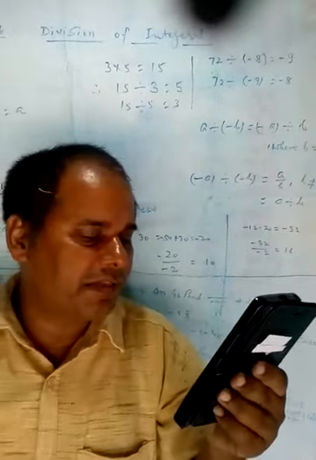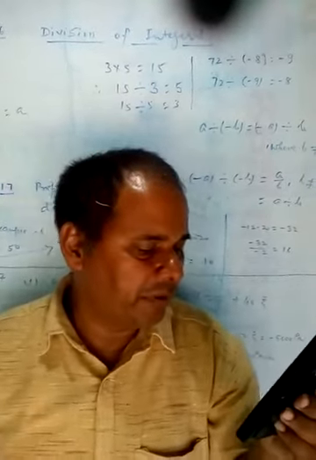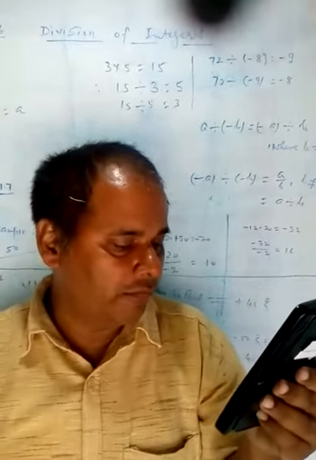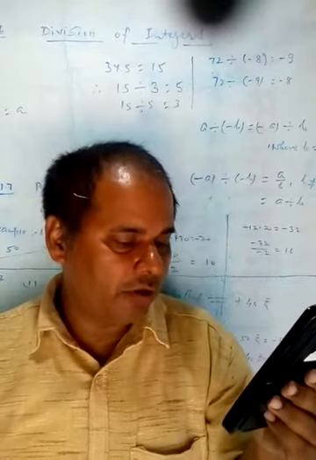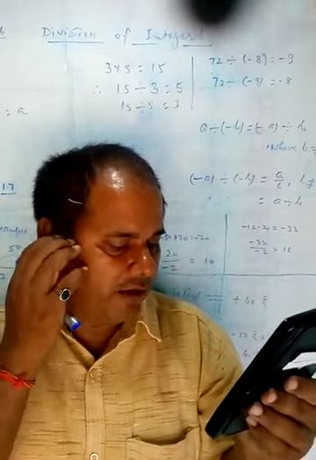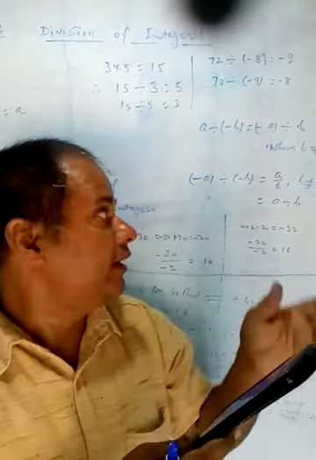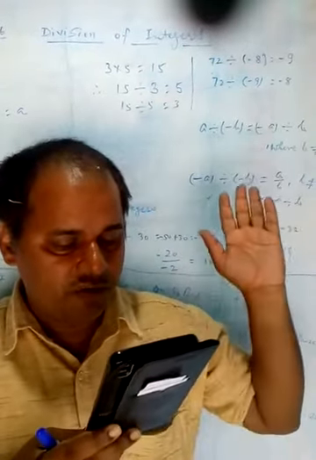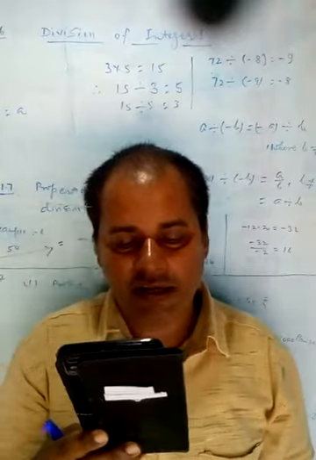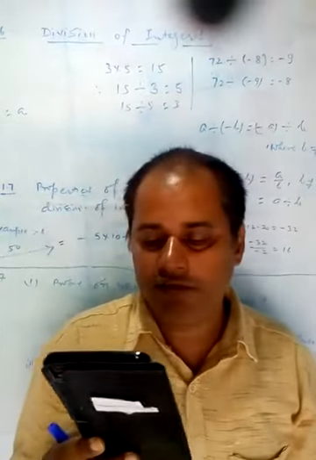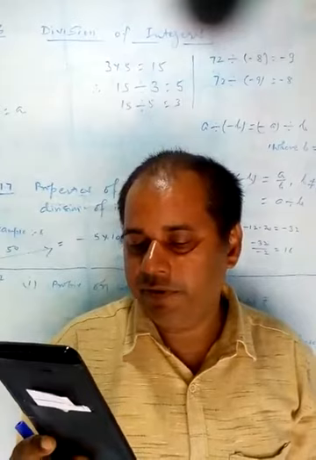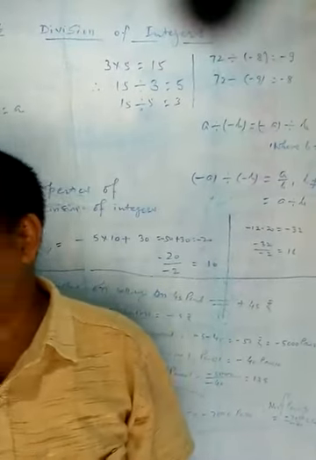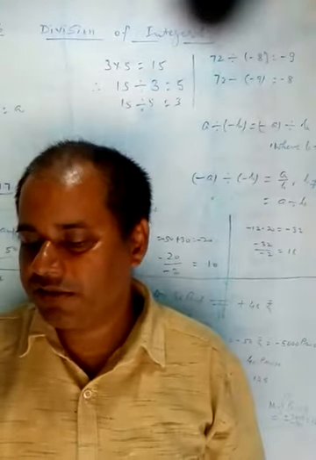So we observe that when we divide a negative number by a positive number, we divide them as whole numbers and then put a minus sign before the quotient, like here. 72 divided by minus 8 is equal to minus 9. 72 divided by minus 9 is equal to minus 8. And 50 divided by minus 10 is equal to minus 5. And 50 divided by minus 5 is equal to minus 10.